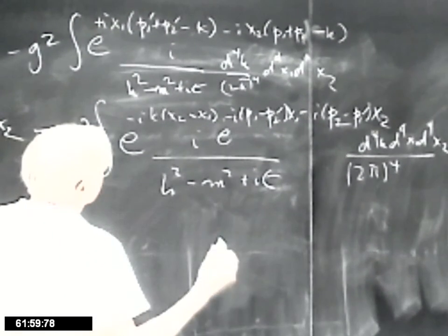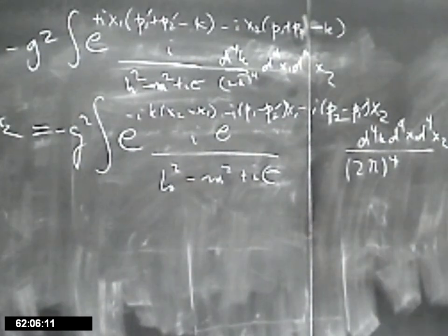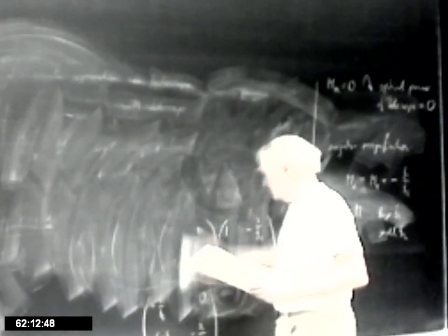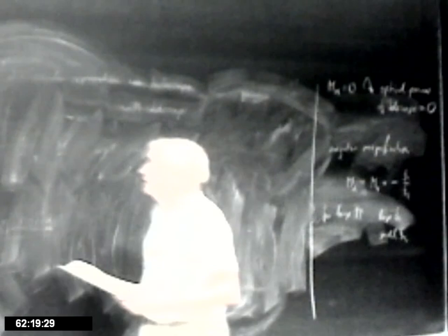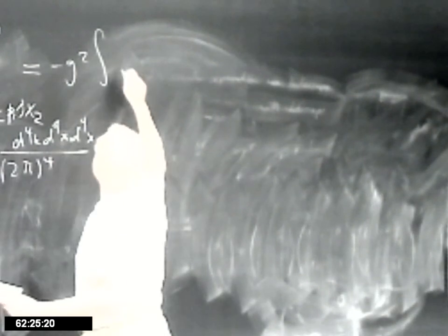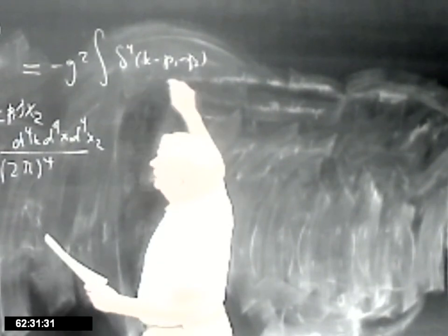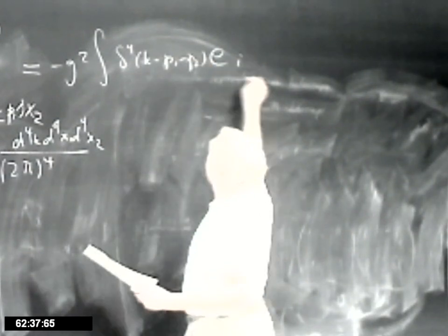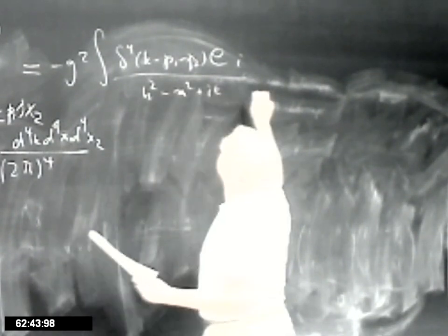Okay. We do the x2 integration. That gives us a 2 pi to the 4th, which cancels, a delta 4 of k minus p1 minus p2, which is to say that we enforce k being equal to p1 plus p2. So this gives us minus g squared integral delta 4 k minus p1 minus p2, and then those same exponentials, i over k squared minus m squared plus i epsilon, the 2 pi to the 4th is gone.